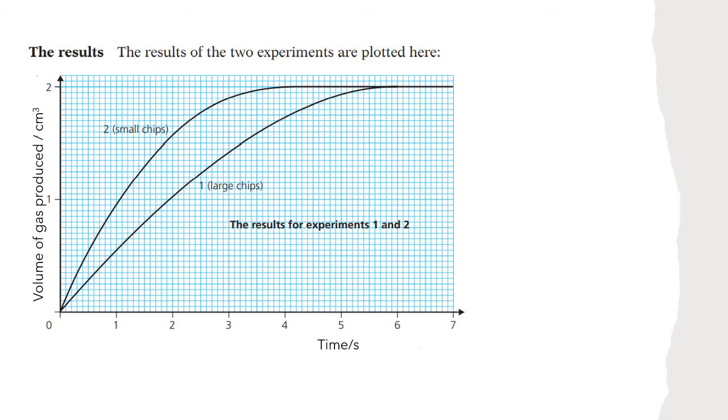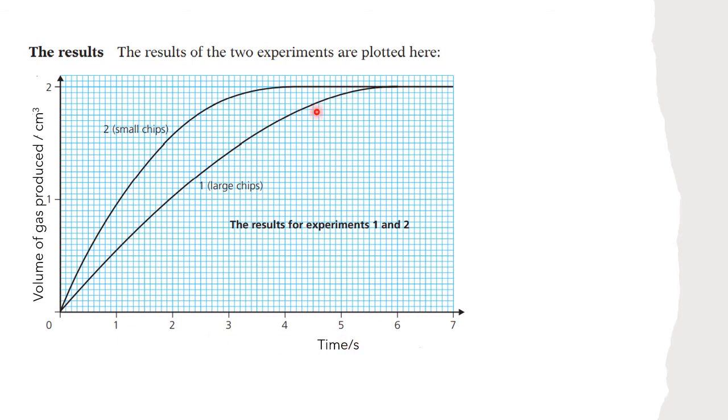Okay, so these are the two results of the experiment yang kita plot. First, kita gunakan larger chip. The second one, kita guna smaller chip. Okay, this is the graph for the rate of reaction. Graph of volume of gas produced in cm³ against time in seconds.